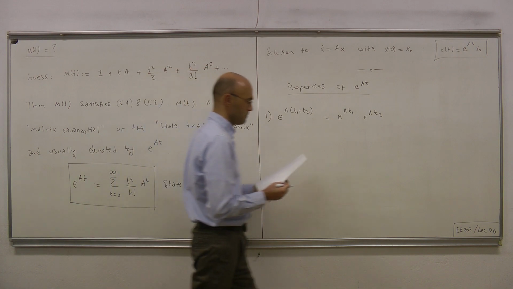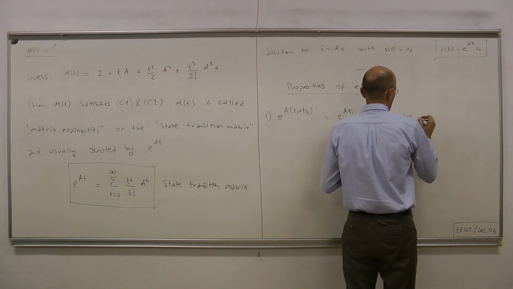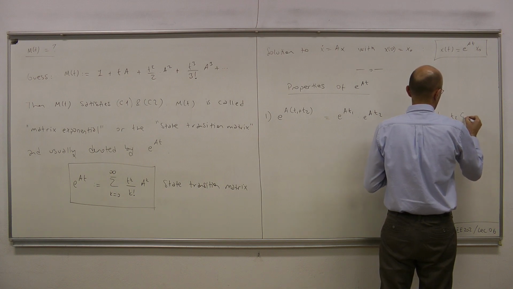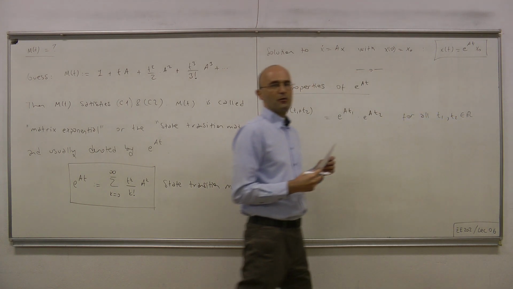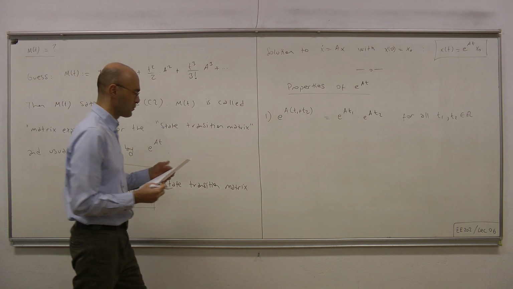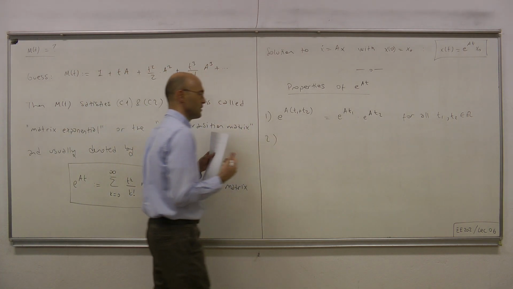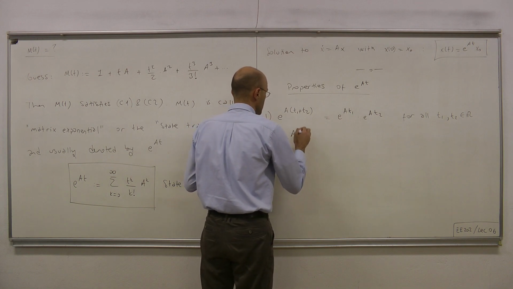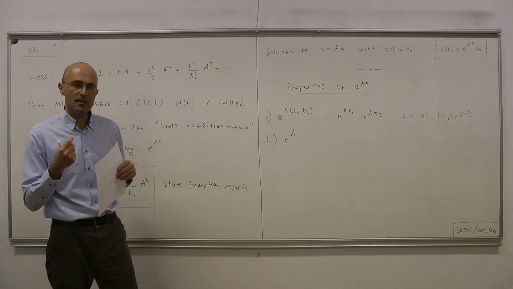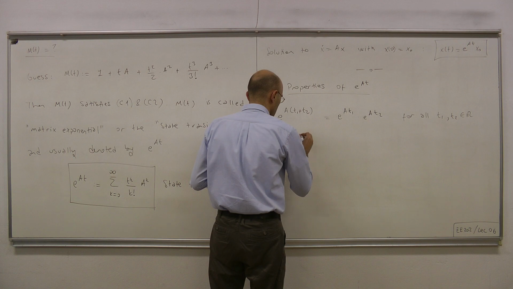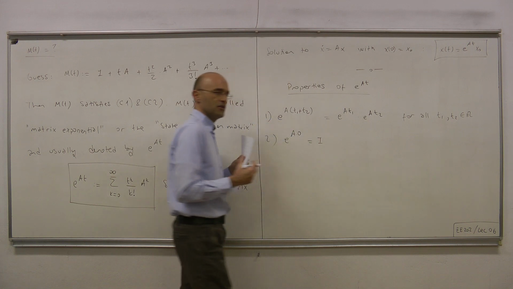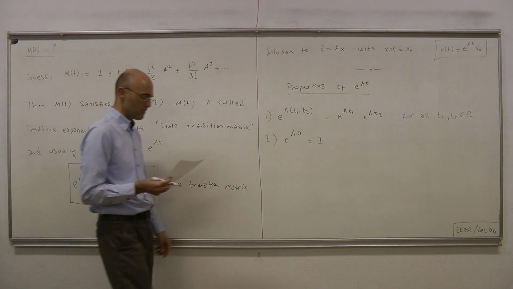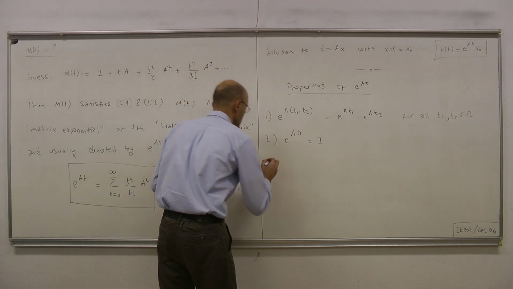Okay, so that's our first property for all t1, t2 real scalars. Second property, which is easy to show, is that e to the at evaluated at t equals 0 is the identity matrix, which directly follows from the definition for the series construction.